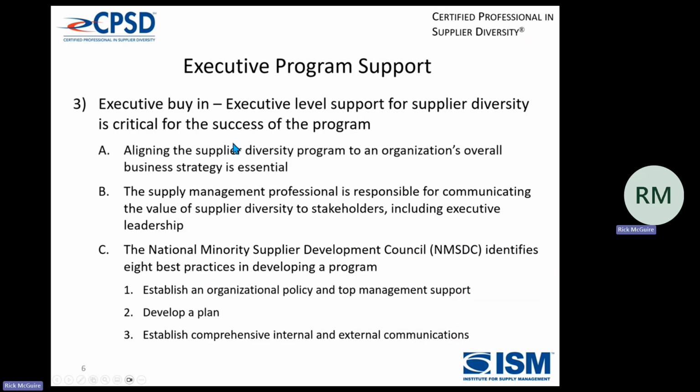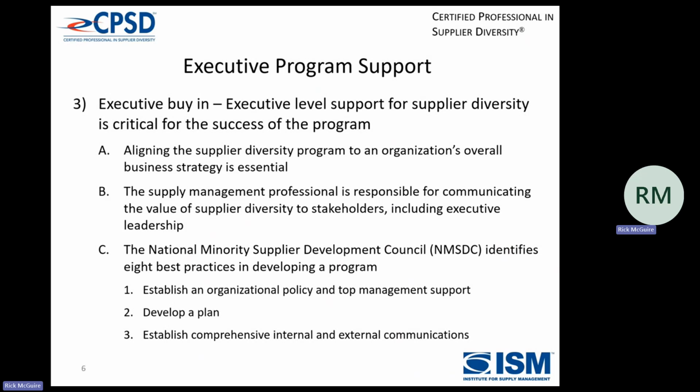Executive buy-in. Executive level support for supplier diversity is critical for the success of the program. Unless the executives are behind it, it's probably not going to happen. Aligning the supplier diversity program to the organization's overall business strategy is essential. That's how you get the executives interested. The supply management professional is responsible for communicating the value of supplier diversity to stakeholders, including the executive leadership.